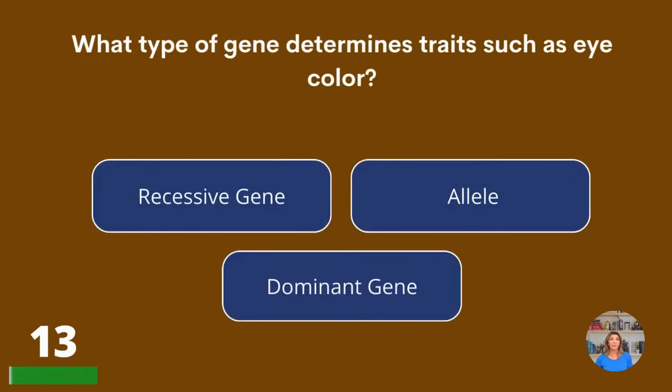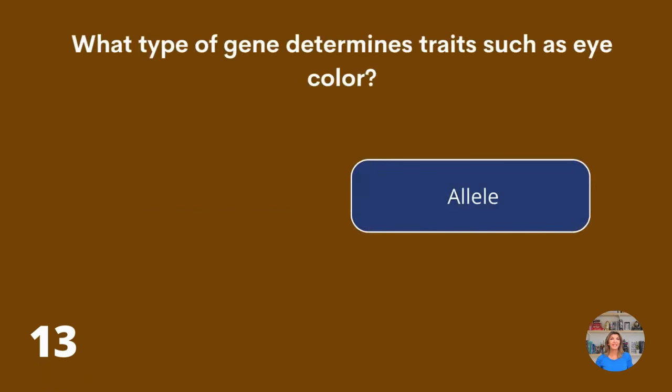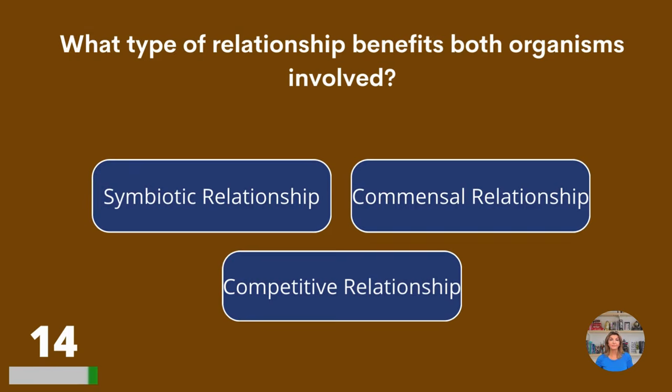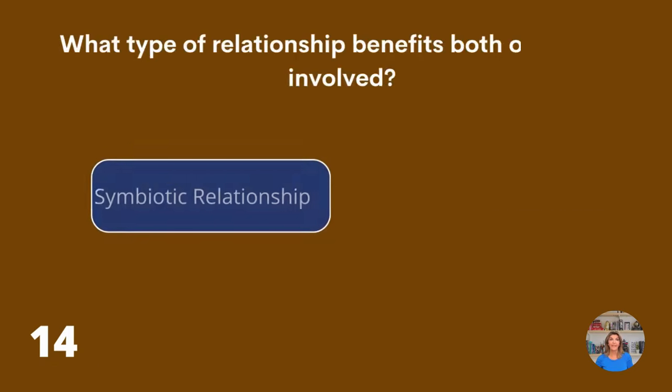What type of gene determines traits such as eye color? The recessive gene, the allele gene, or the dominant gene? The allele. What type of relationship benefits both organisms involved? Symbiotic, commensal or competitive? Symbiotic.